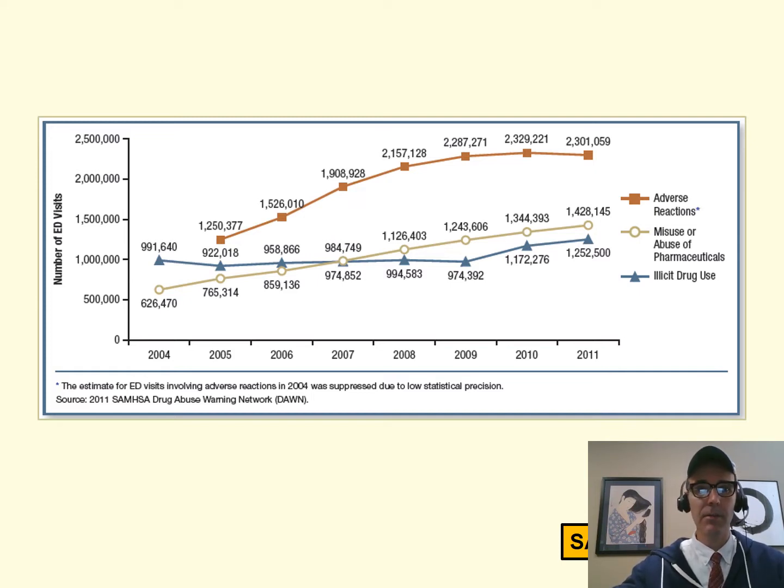Over time, there have been increased numbers of adverse reactions. That's people showing up at hospitals reporting feeling sick because of using a drug, especially a medication, and increased numbers of visits associated with misuse of pharmaceuticals. There are still, as you can see in the blue line, plenty of people who show up because of using illicit drugs, but that line is relatively flat. It hasn't changed a lot over the past decade or more. The lines for adverse reactions and misuse and abuse of drugs have been climbing, and climbing fairly steadily, unfortunately, over time.